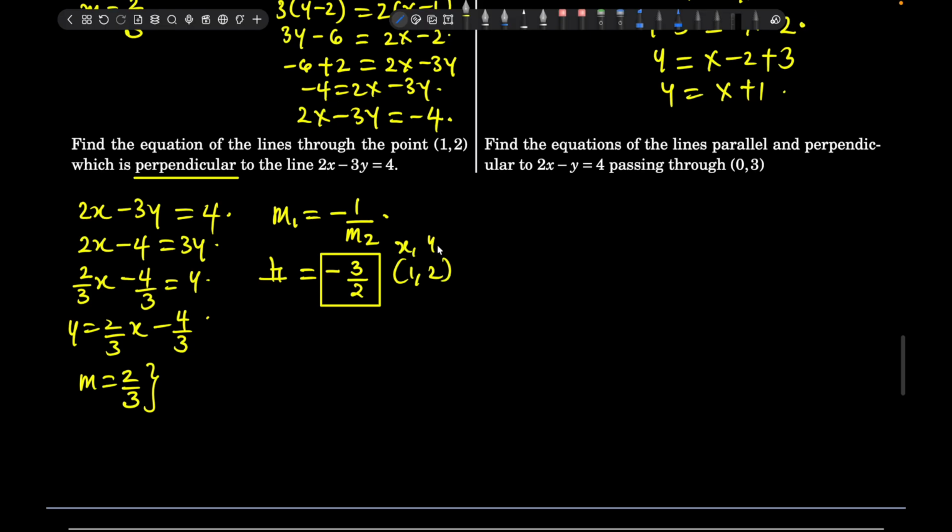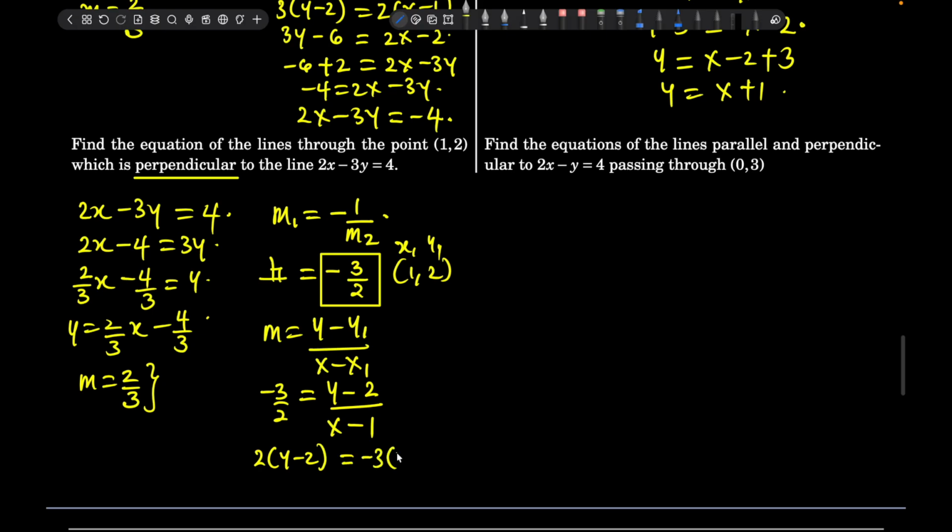So this is x1, y1. So m is equal to y minus y1 over x minus x1. The new m we are using is minus 3 over 2. Then y minus y1 is y minus 2. X1 is 1. So you cross multiply and then you are fine. So let me get 2 times y minus 2 is equal to minus 3 times x minus 1. So we get 2y minus 4 is equal to minus 3x plus 3.